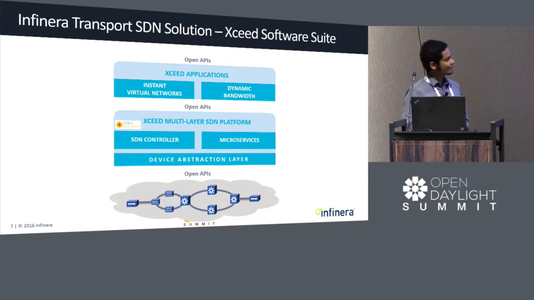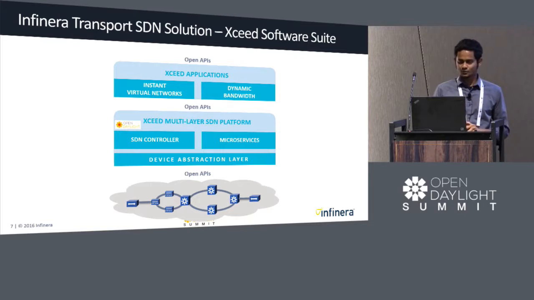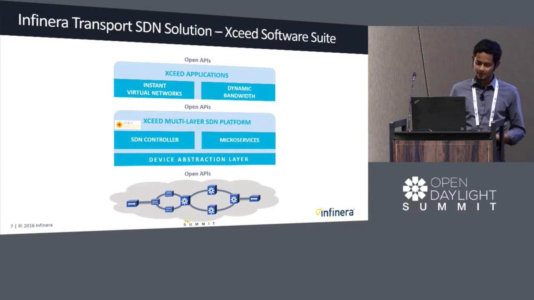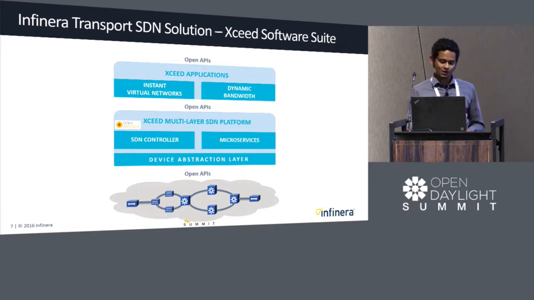So we have a whole layer of applications which can be installed dynamically on the fly, like instant virtual network, which is basically network virtualization, or dynamic bandwidth, which is the same as bandwidth on demand. And these applications ride on top of an open API that is exposed by our SDN platform.